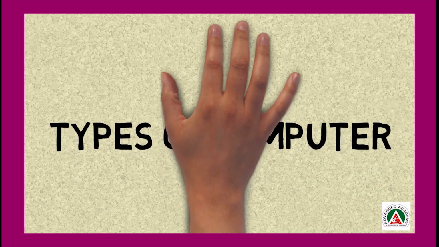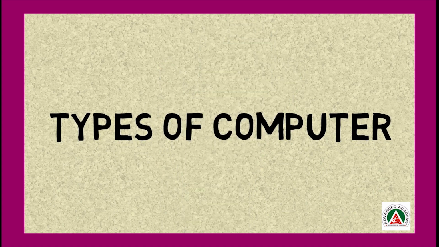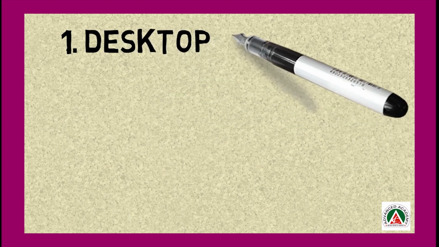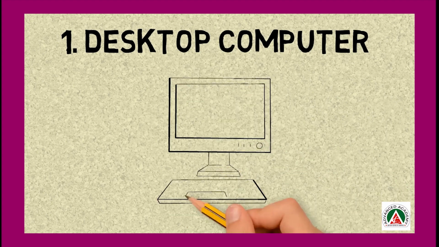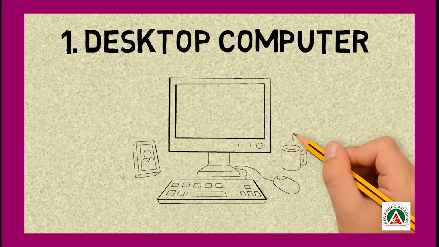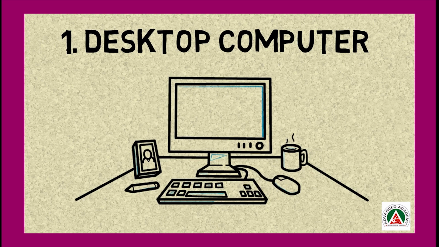Firstly, we will see different types of computer. There are mainly three types of computer. So first is desktop computer. Are you having it at your home? The computer which can be fitted on a desk is called desktop computer.